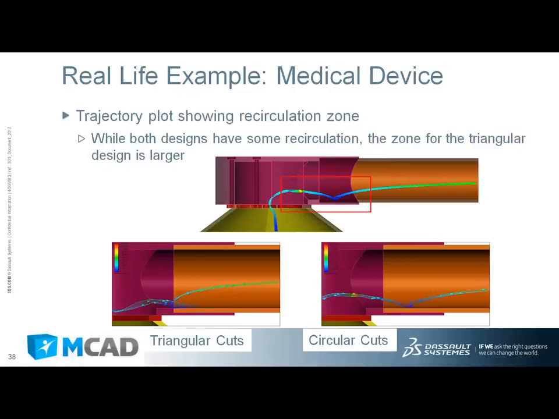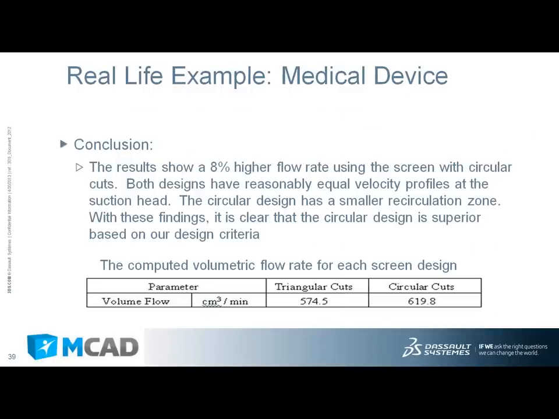There again, these plots have the arrows overlaid for direction and magnitude. But then if we look at some of the trajectories, there's a recirculation zone that's shown as the flow comes in. And the one for the triangular cuts has a little bit larger recirculation zone than the one with the circular cuts. So we see an advantage there with the circular cut model in terms of the recirc zones. And as far as the computed volumetric flow rate, we get a little bit better overall flow through the circular cuts than we do with the triangular cuts.